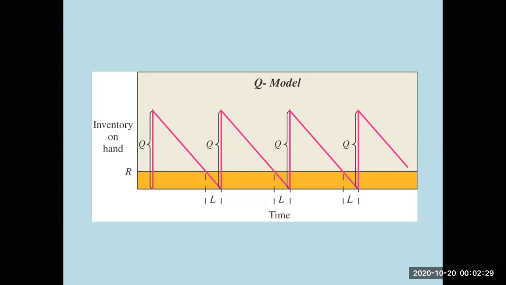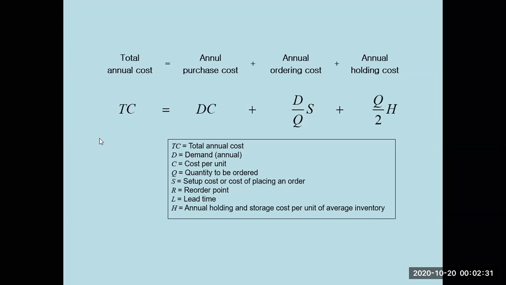Okay, total cost, annual cost by the way. Annual total cost equals annual purchase cost. Uppercase D is annual demand. Then C is cost per unit. So this is the annual purchase cost.